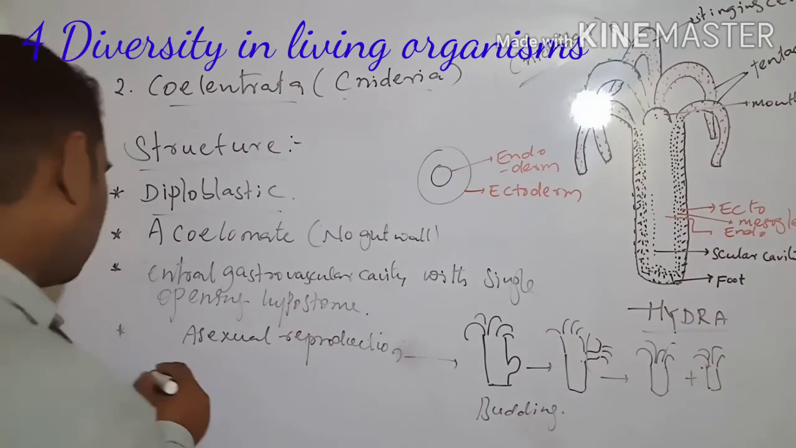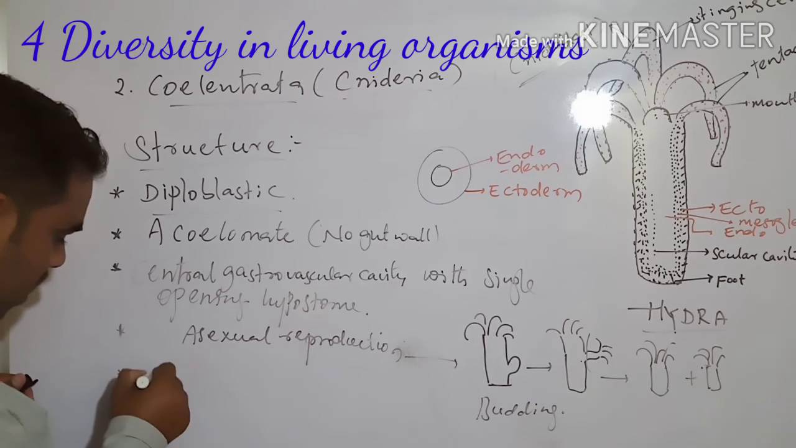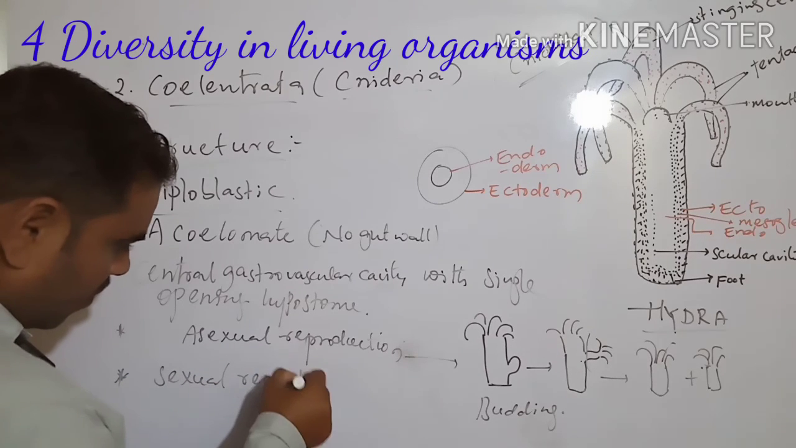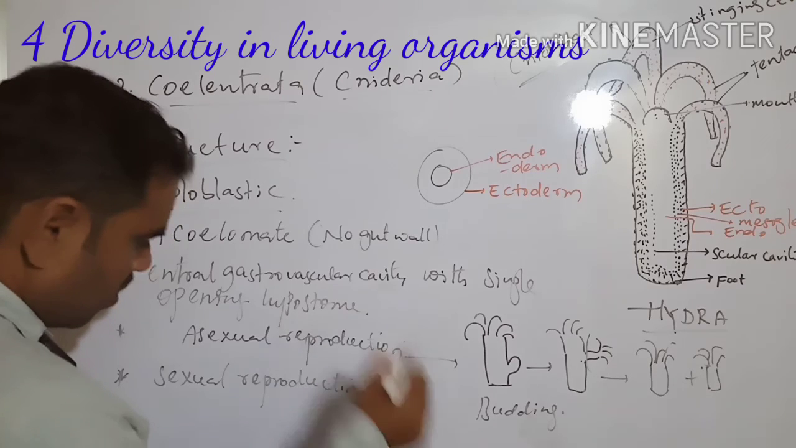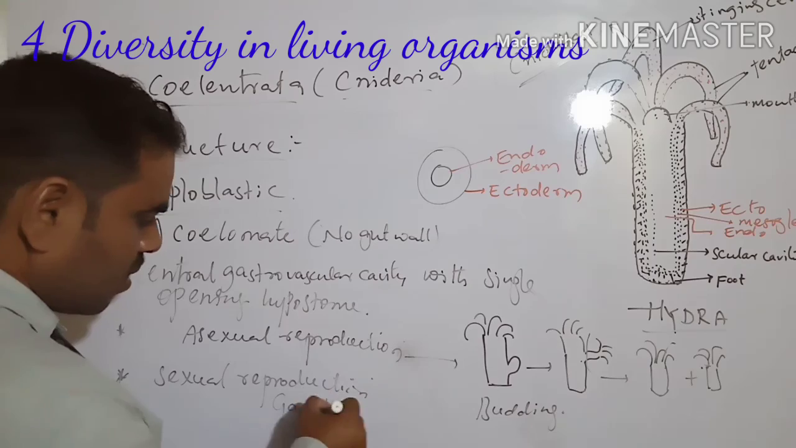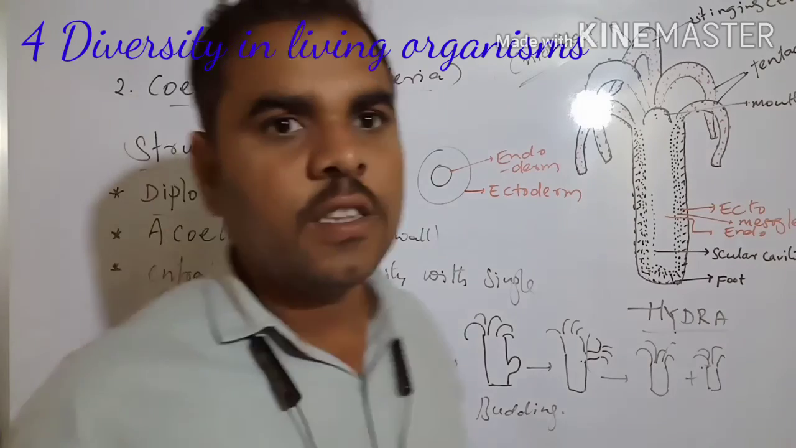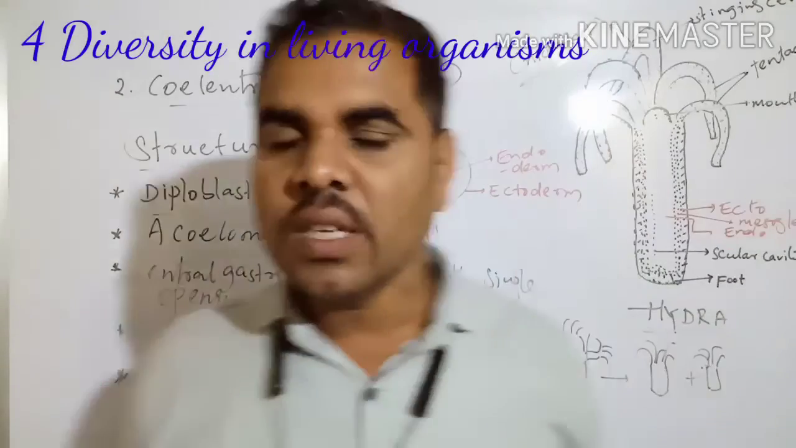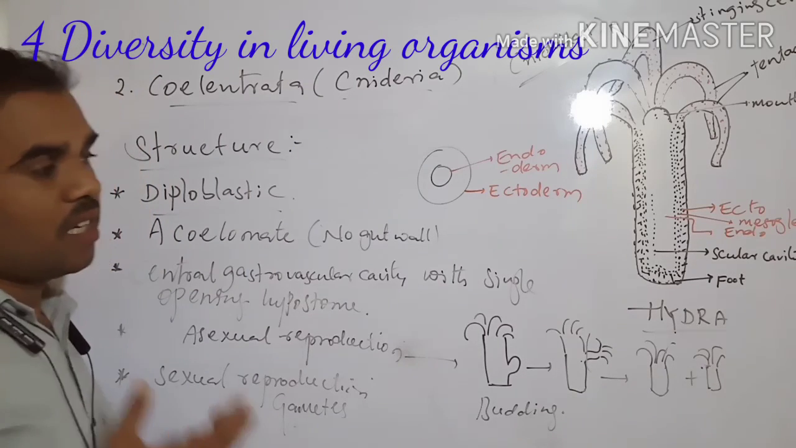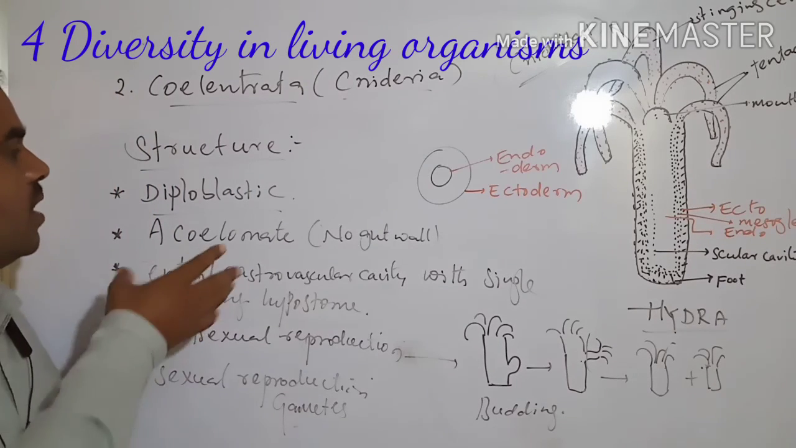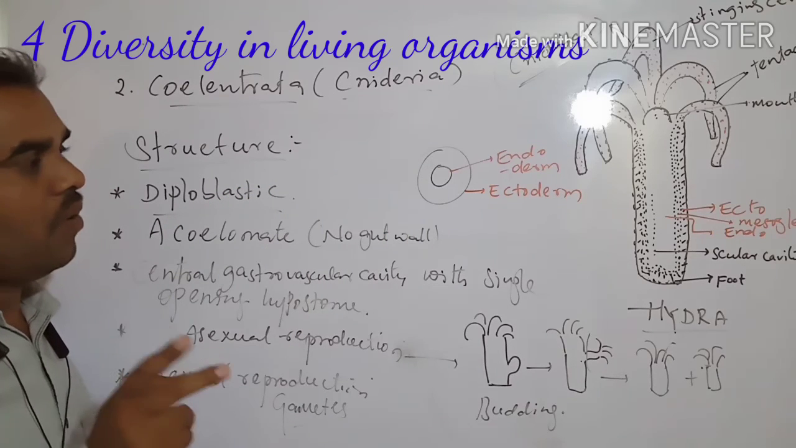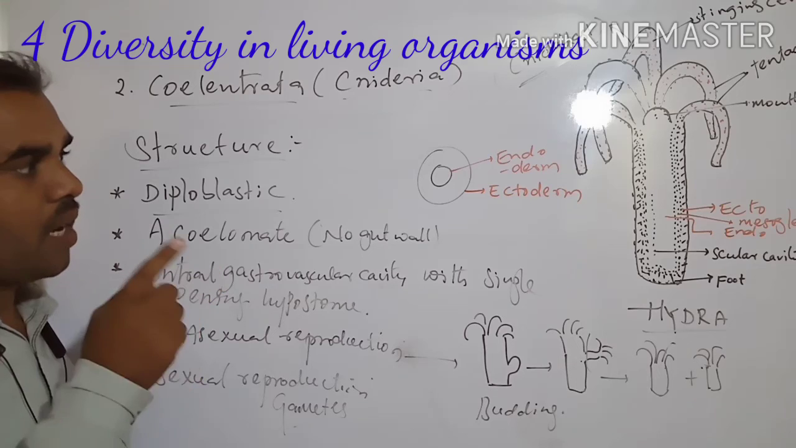Sexual reproduction also occurs in Coelenterata. Here the gametes are formed in this stage. So in Coelenterata, we have already learned the characteristics and structure. Here it is diploblastic, meaning two cell layers are present: one is the endoderm and the other the ectoderm.